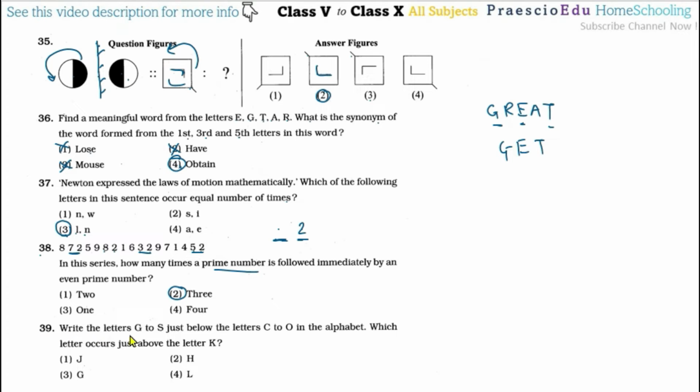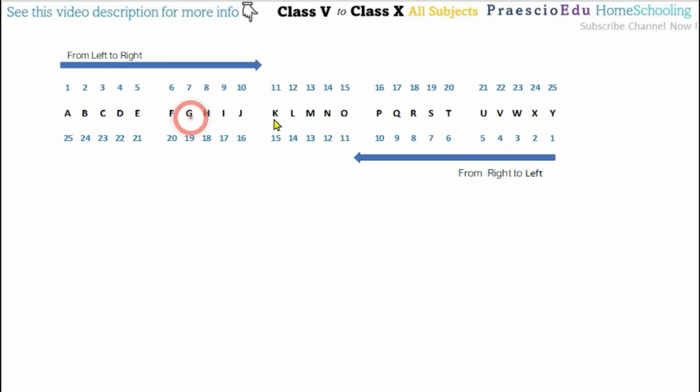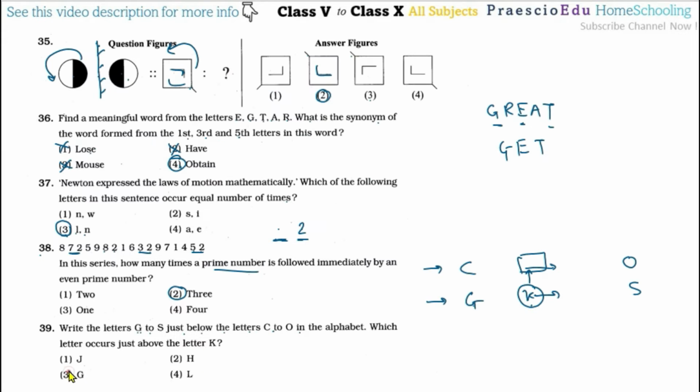Question number 39. Write the letters G to S just below the letters C to O. So if you write C to O, then below it G to S. Suppose we have written down these 2 lines. Then which letter is just above the letter K? Somewhere here is K, so the letter above it will come here. From G to K, what is the place number? G to K: 1, 2, 3 and the 4th is K. Like this, C to O: 1, 2, 3 and the 4th is G, so G will come. So G means option number 3 is the correct one.